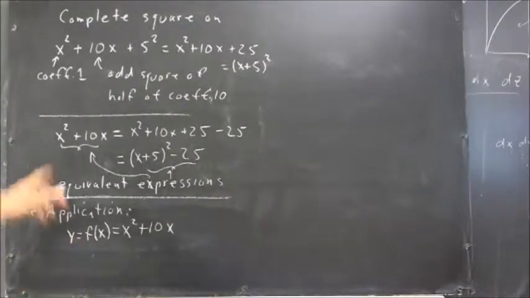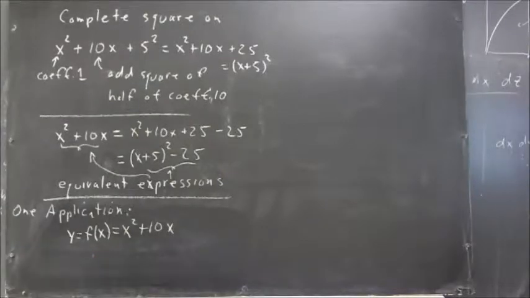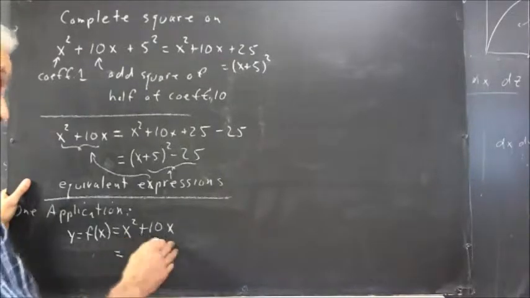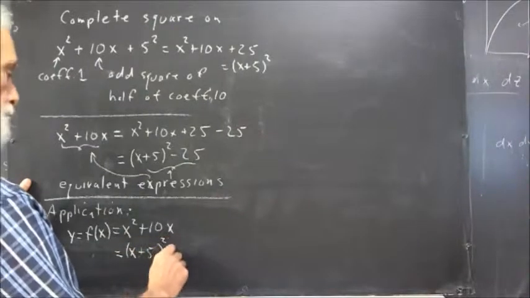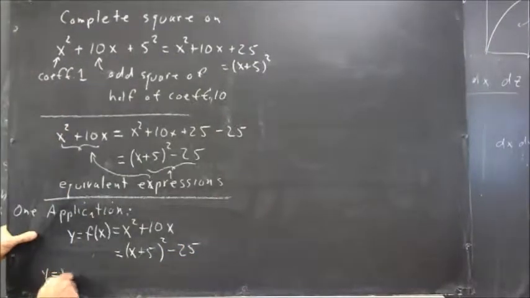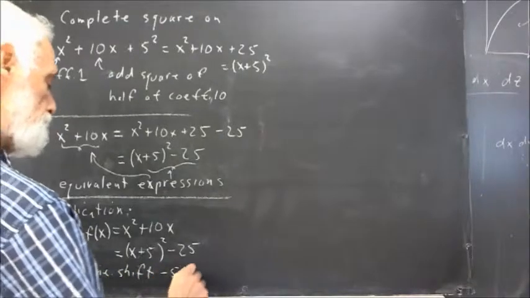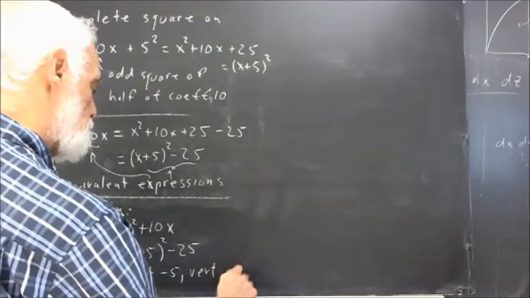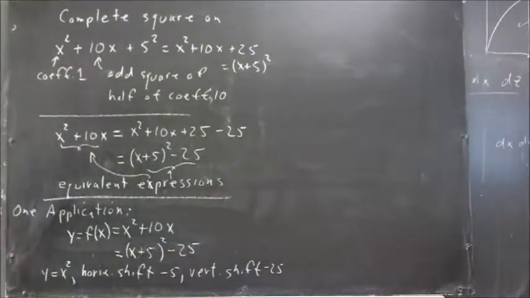One application of completing the square, if we have the function y equals f of x equals x squared plus 10x, well, we complete the square, and that tells us ultimately that this is equal to x plus 5 squared minus 25. This is y equals x squared with a horizontal shift of minus 5, and a vertical shift of negative 25.